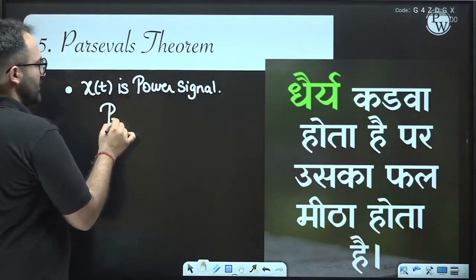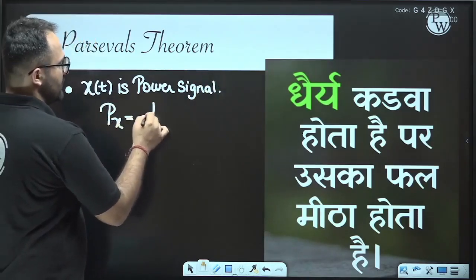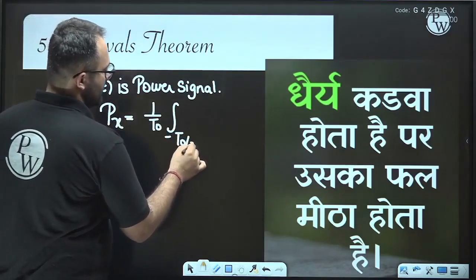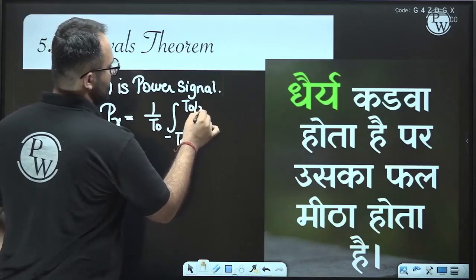What will be the power of x(t)? The power of x(t) will be equal to 1 upon time period, integration over time period. We know this formula from chapter 1.